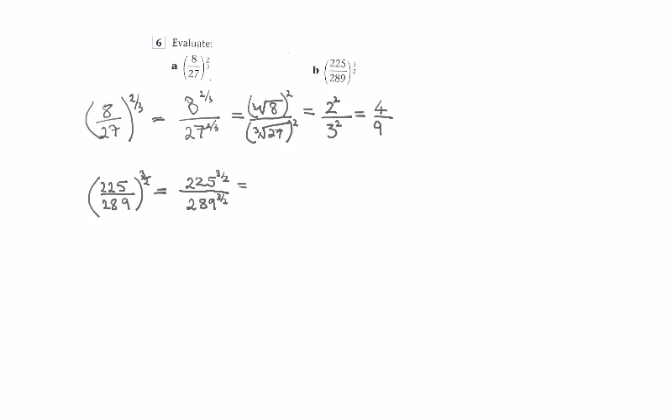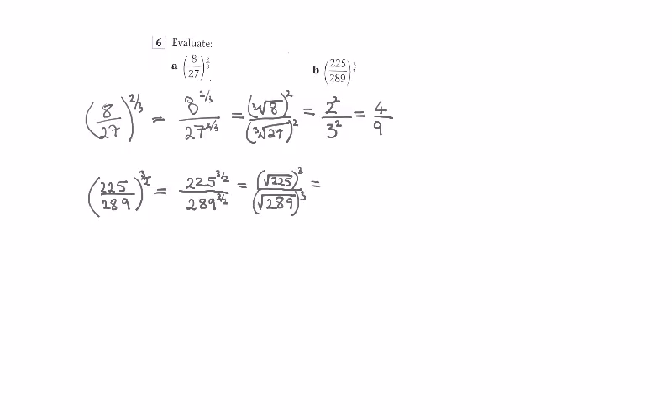Now here, these fractional indices, on the bottom we've got a 2 and on the top we've got a 3. So this means the cube of the square root or the square root of the cube. It means the same thing, but again, to keep the numbers simpler, it's better to think of it as the cube of the square root. So this will be equal to the square root of 225 cubed over the square root of 289 cubed.